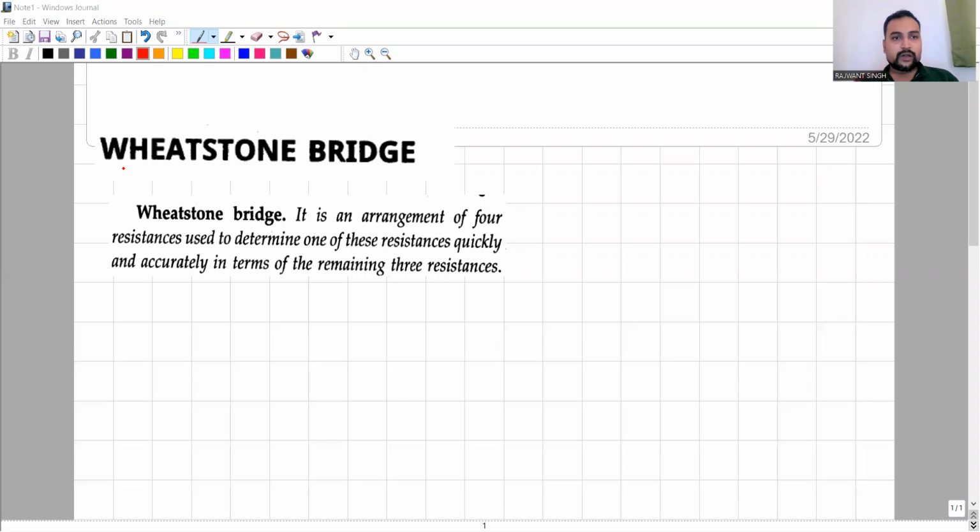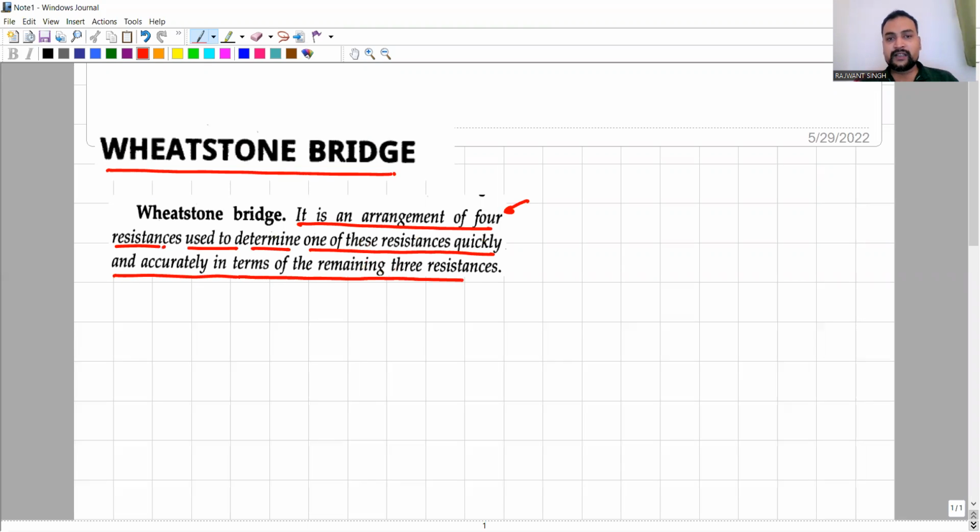Okay, so this topic is Wheatstone Bridge. Now, what is a Wheatstone Bridge? It's an arrangement of four resistances used to determine one of the resistances quickly and accurately in terms of the remaining three. That means, let's say you have four resistances and you don't know the value of any one of them. You can find the value of the unknown resistance by using the values of the other three.